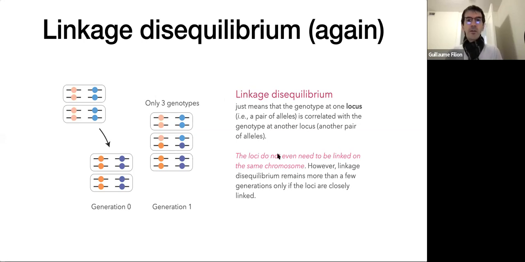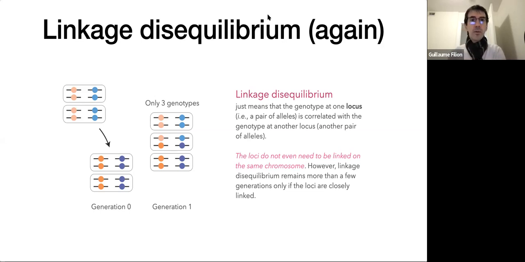The loci do not even need to be linked on the same chromosome, so that was in the slide to prime this idea that it's got nothing to do with recombination, it's got to do with statistical frequencies. I'm not going to insist, but I know that this has been extremely confusing for some people, and they maybe even thought that it was a mistake in the quiz. No, it was not. It really is not the fact that there is less recombination than expected.